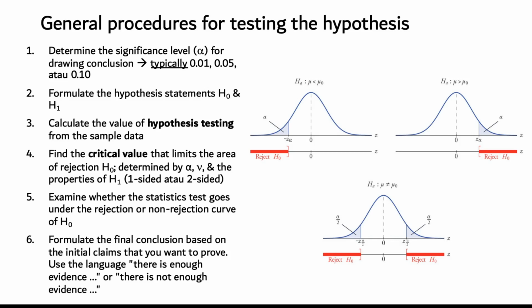After that, we examine whether the test statistic, the one that we calculated in step 3, falls under the rejection or non-rejection region of the null hypothesis. Lastly, we formulate the final conclusion based on the initial claim that you want to prove. Use the language "there is enough evidence" or "there is not enough evidence."